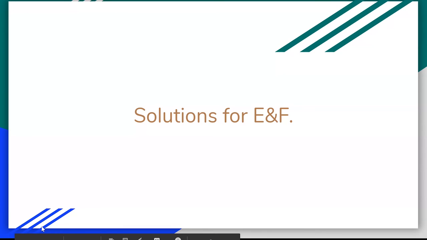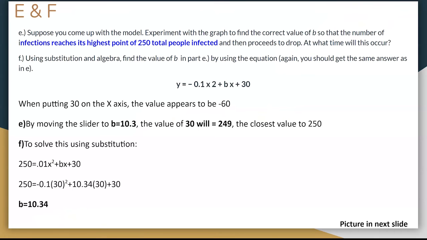So now the solutions for E and F. At this point, we're trying to make the number of infections reach its highest point of 250. Now it doesn't signify the days, but me and my partner just decided to put 30 on the x-axis because that's the value that we've been dealing with. From there, when we put 30, the value appeared to be negative 60, which is a lot lower than we want. So as you can see, it's kind of the pattern that when it's lower, you increase it, and when it's higher, you decrease it.